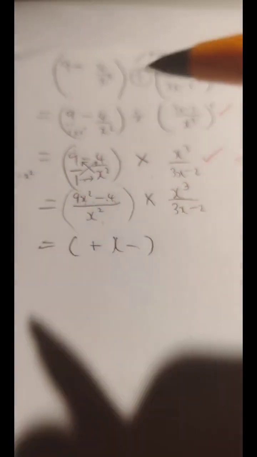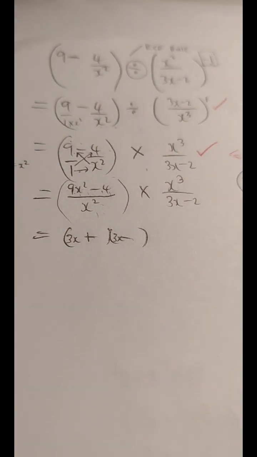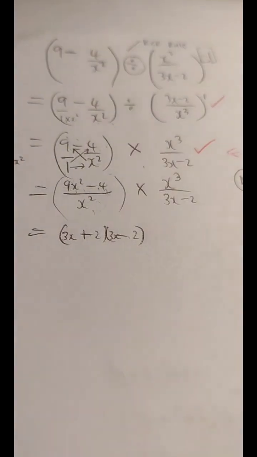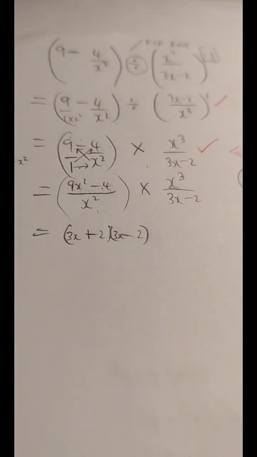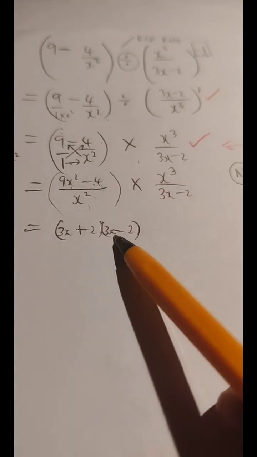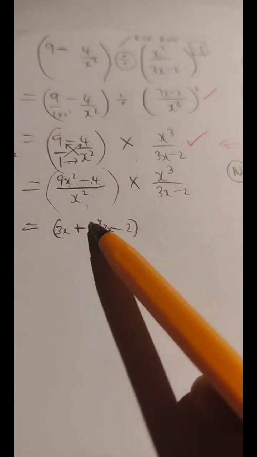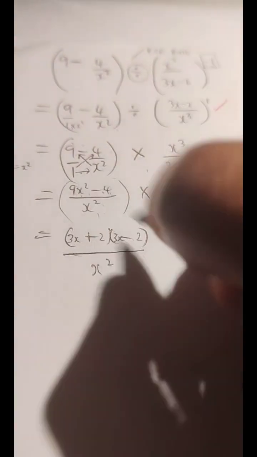The square root of 9x squared is 3x. So you write 3x for each bracket. The square root of 4 is 2. So you write 2 for each bracket. So you have 3x plus 2 and 3x minus 2, and there's no further factorization you can do in each bracket. That's all over x squared.